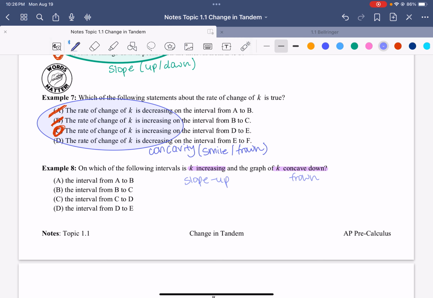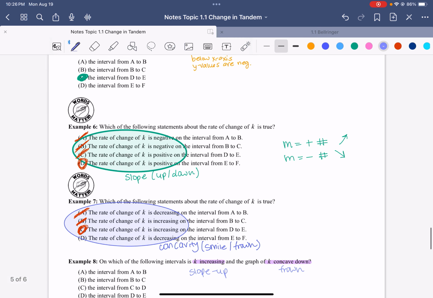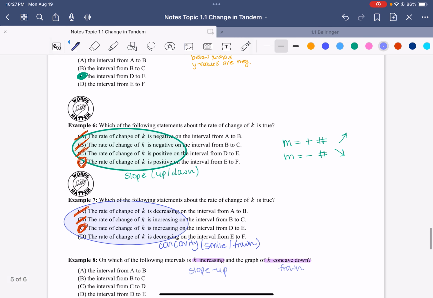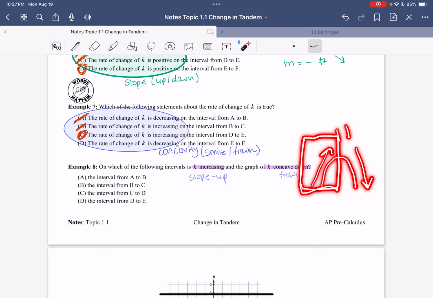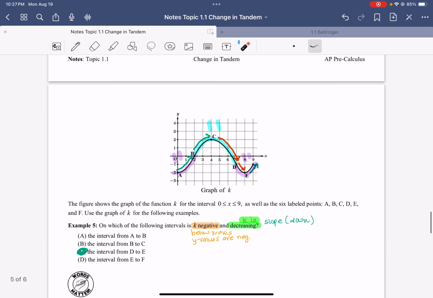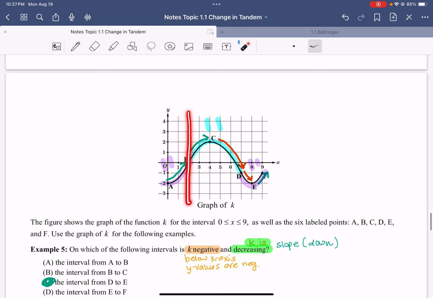Okay, so let's look at the graph for example 8. So again, I'm looking for, now remember a frown has two parts, right? Here's the frown. Half of it goes up, half of it goes down. So I'm looking for the half of the frown where the slope is positive. Okay, so let's see. We only have one frown, which is from B to D. So we can ignore all of this other stuff.